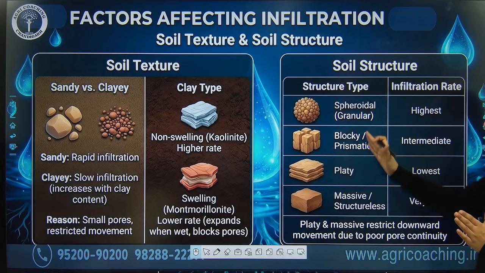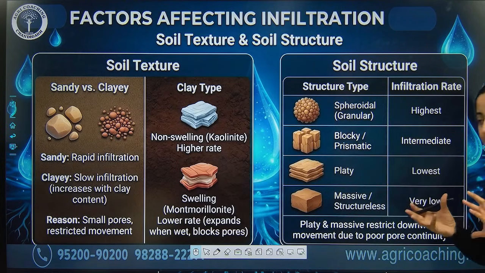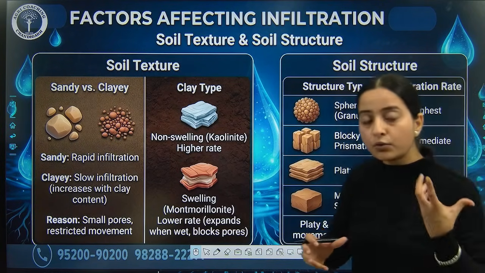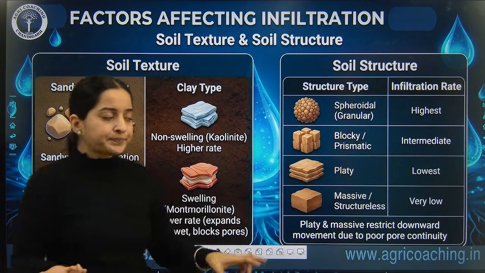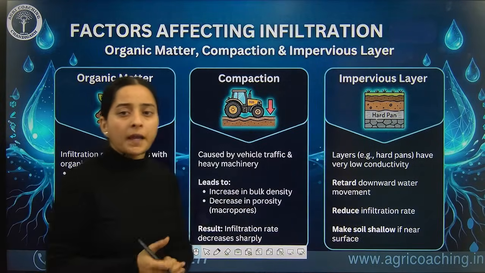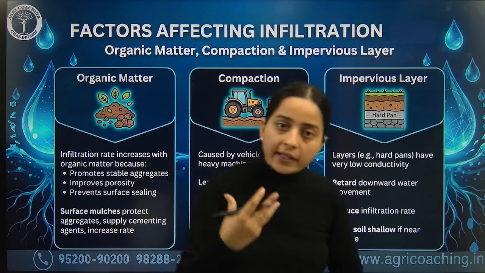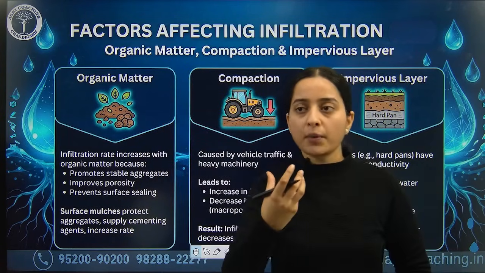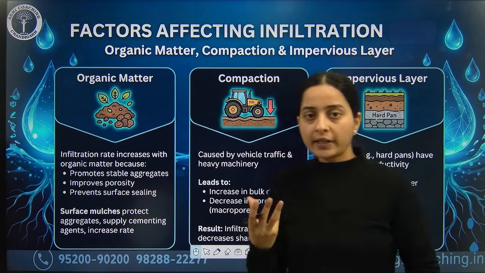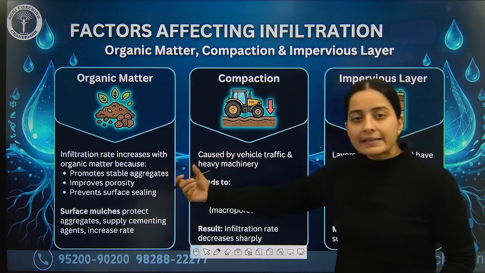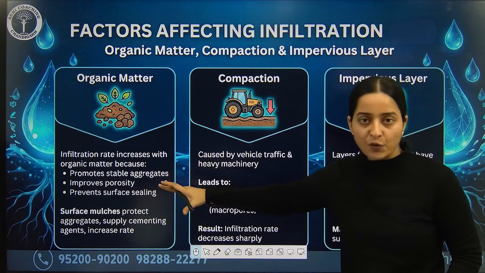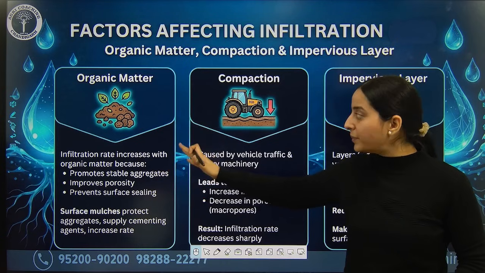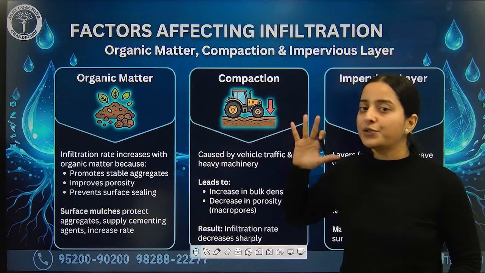Next one is structure type. If your structure is spheroidal or granular, meaning structures which are porous, definitely they can absorb more water. Next one is organic matter. If organic matter is more, it helps to increase the porous nature of the soil, or the porosity, and also promotes stable aggregates, with no clogging of pores or formation of crust over the surface. So that means it helps to increase infiltration.